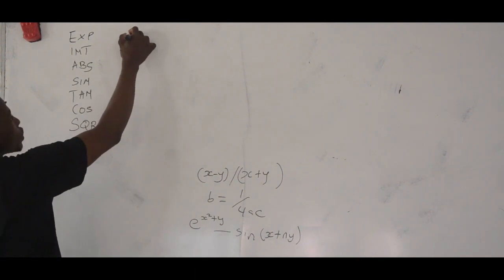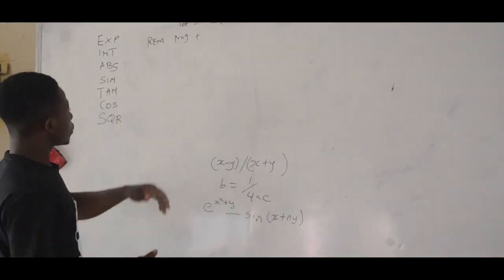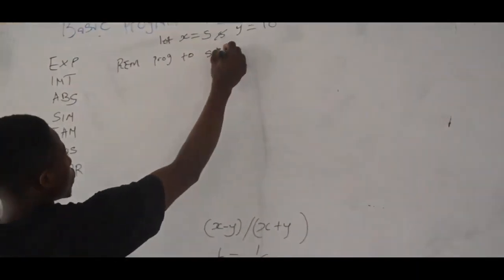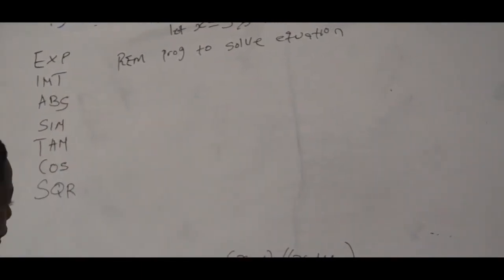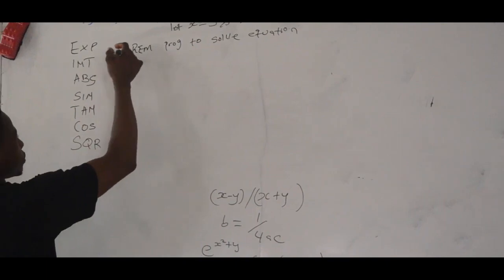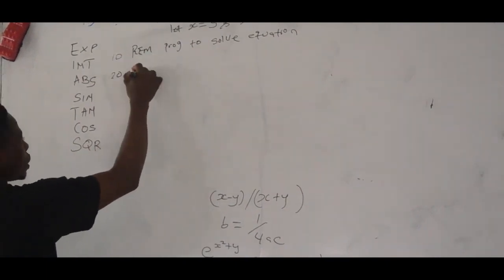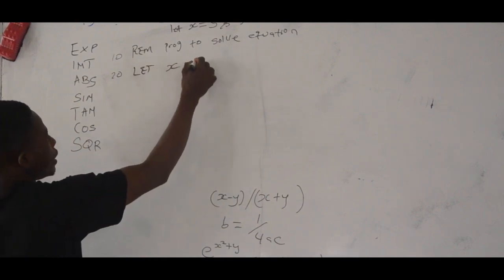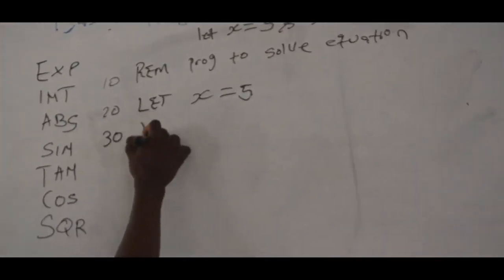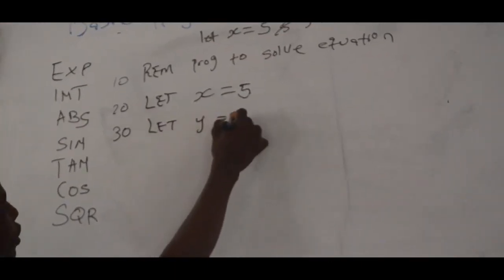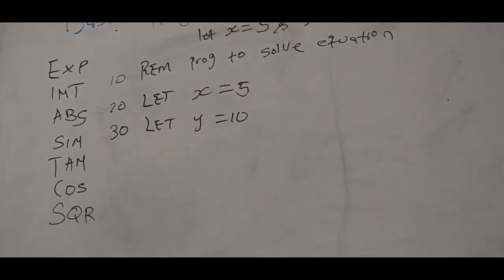So now, writing this, you say REM, program to solve the equation. The name of the equation, you can replace it. So now, we have our x as 5 and our y as 10, and we are solving this equation. So we can now say let, you start with 10, then 20, you follow it. Let x equal to 5. So we declare it, that's declaring the variable. Then 30, let y equal to 10. So now the program already knows that whenever it sees x, it represents it with 5, and whenever it sees y, it represents it with 10.